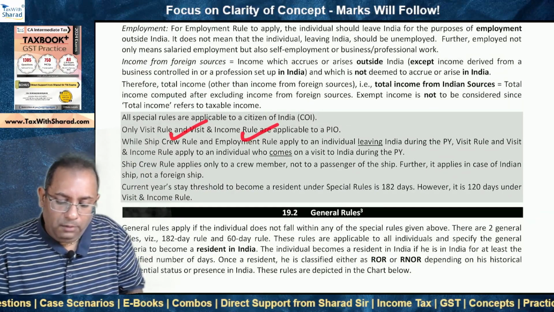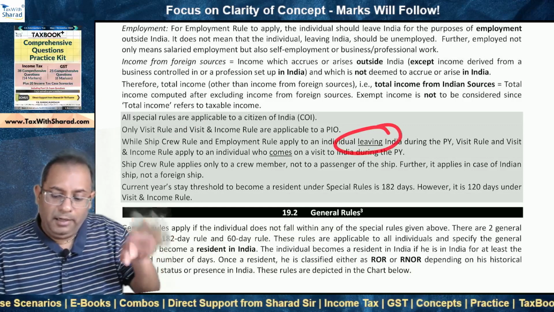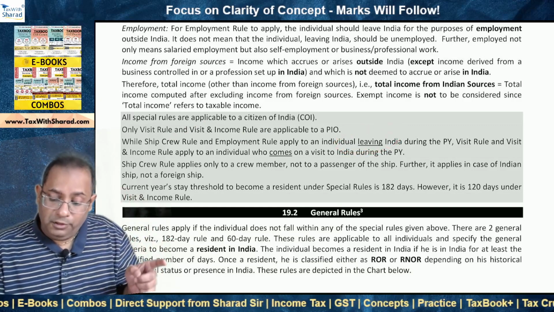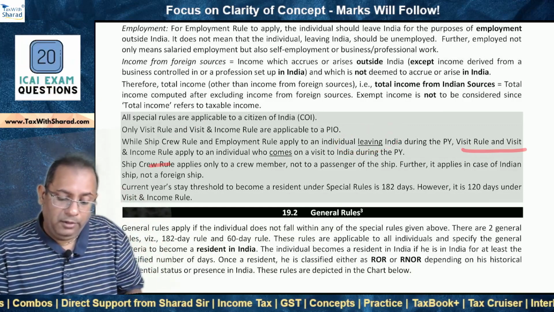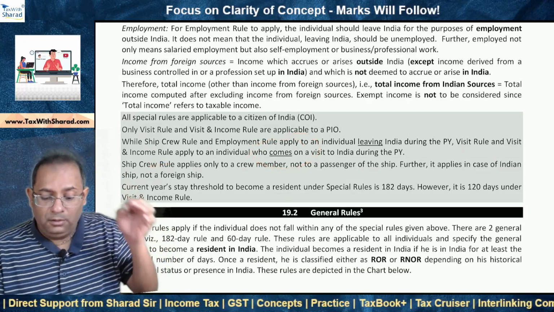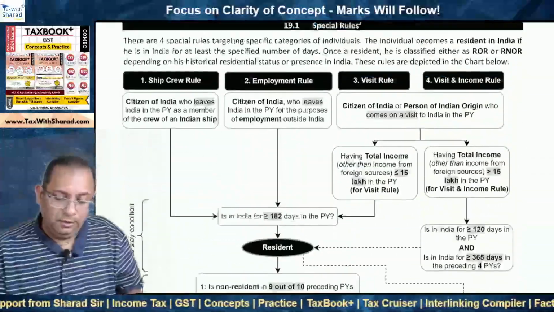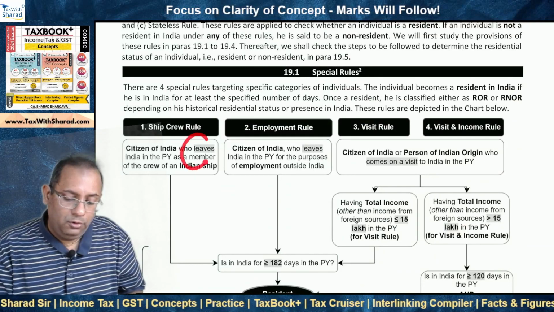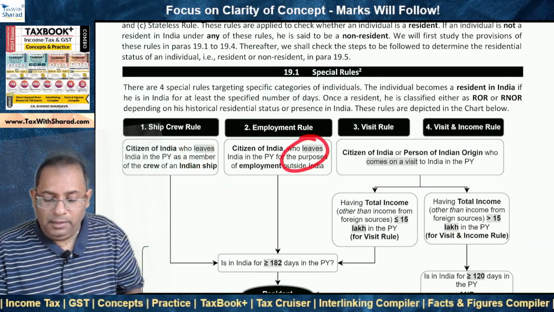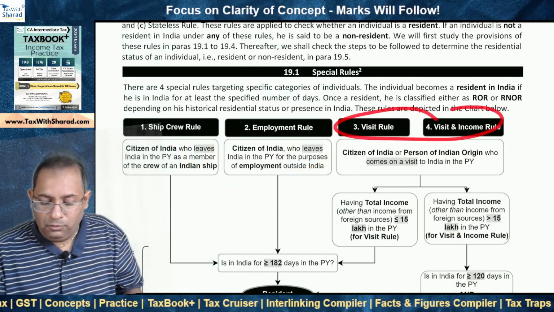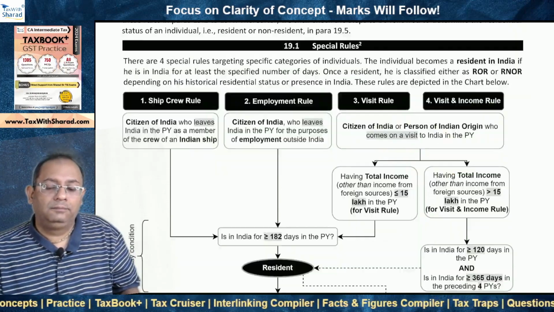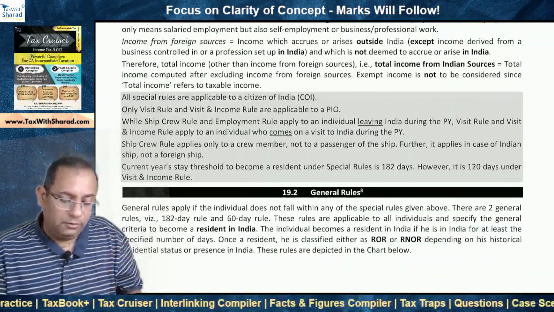Ship crew rule and employment rule apply to an individual leaving India during the previous year. But visit rule and visit and income rule apply to an individual coming on a visit to India during the previous year. This is what we saw. Ship crew rule leaves India, employment rule leaves India, visit rule and visit and income rule comes on a visit to India. This is the difference you should note.